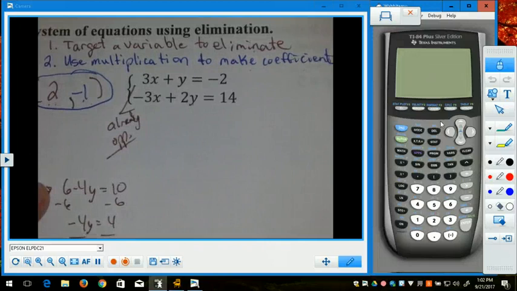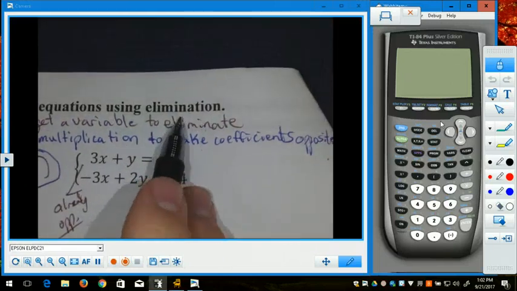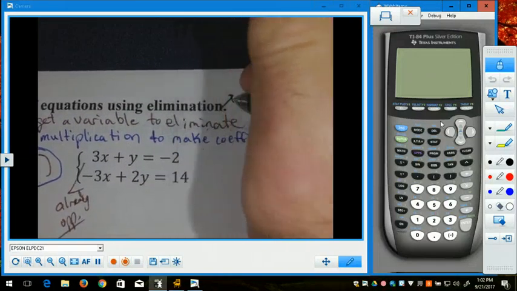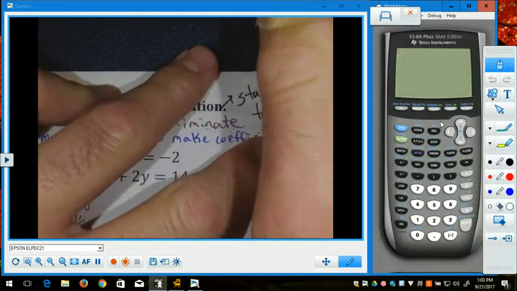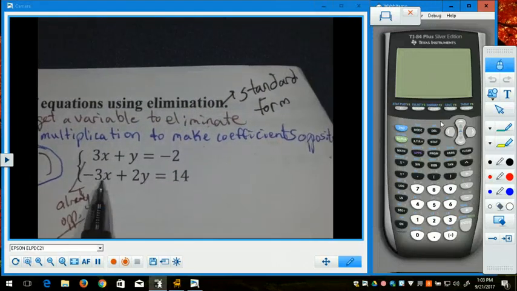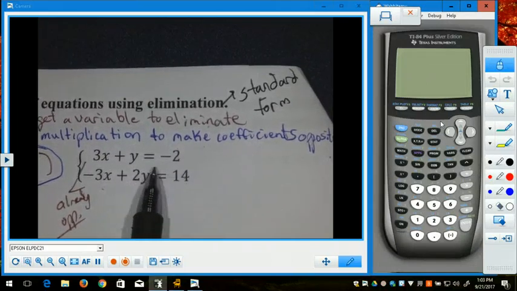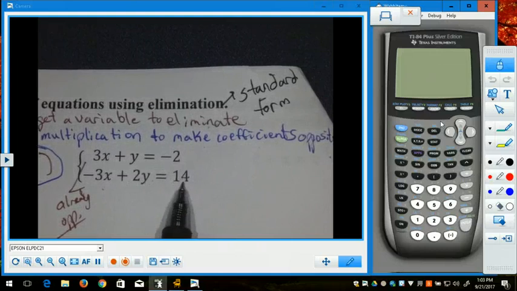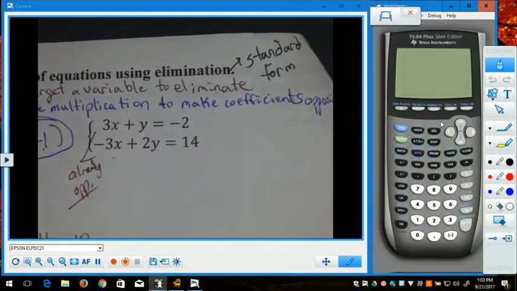So now we can move to adding the equations. By the way, when we're going to use elimination, you can do it in other forms, but the preferred method is to have the equations in standard form. If one of them's in standard form and the other one isn't, you need to get them into standard form to line them up like this. So your x's are lined up, your y's are lined up, and your constants, the number on the other side of the equal sign, are lined up. And if they're not, then you need to put them in standard form first.